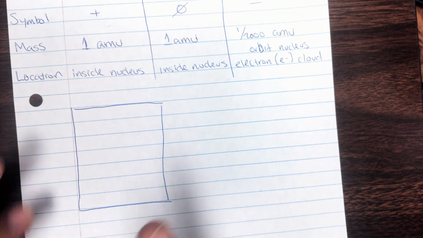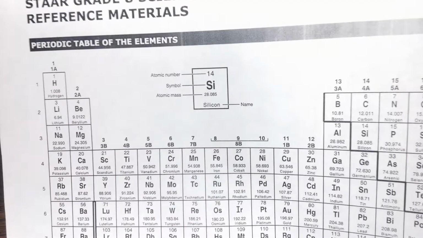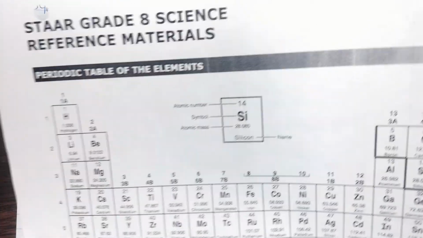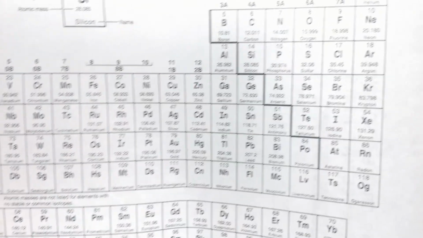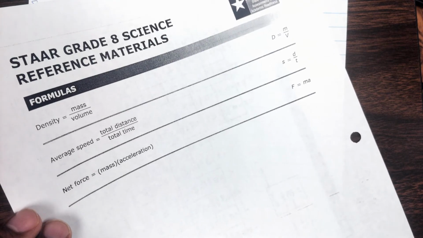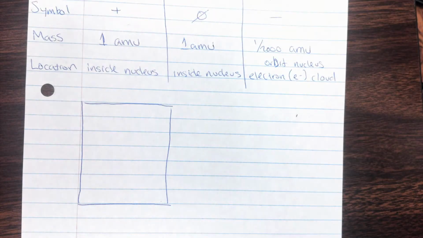The periodic table, which you're going to get when you go to pick up your Chromebook, or if you come up here, or you can print one off, you're going to get something that looks like this. This is the 8th grade science STAAR periodic table. If you pick it up from me, it's going to have that, and on the other side, it's also going to have the physics formulas that you'll need. So make sure you keep this. But we're going to go with this one right here.